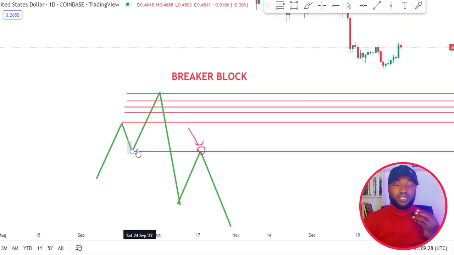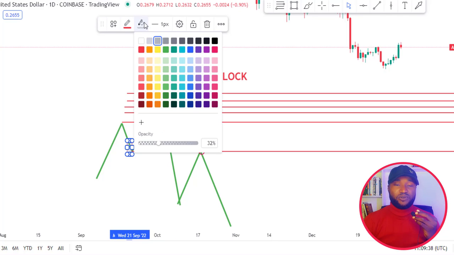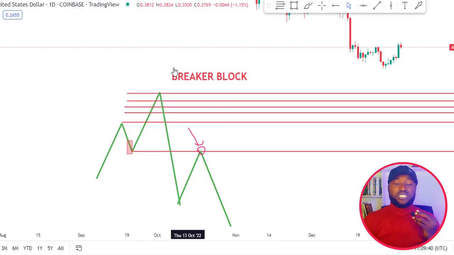You can see it right here. Let me change the color. Probably we are going to see it clearly. Let me make it red so that you can see it properly. Okay, so this is it now.